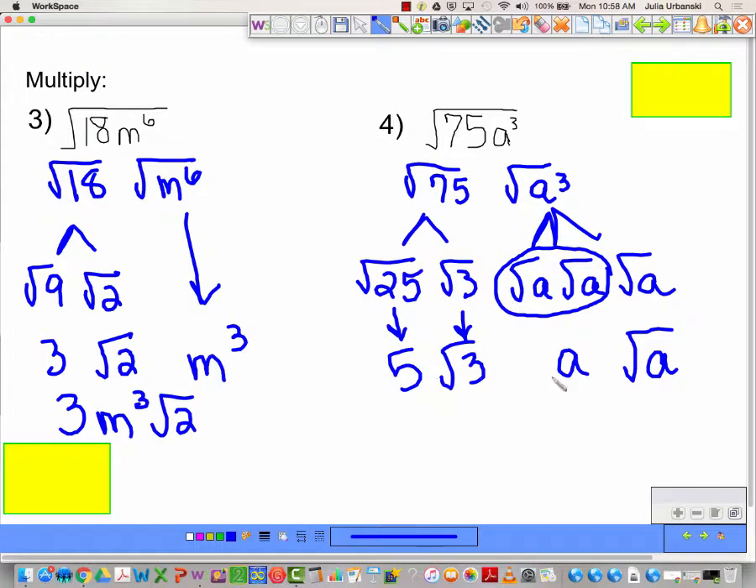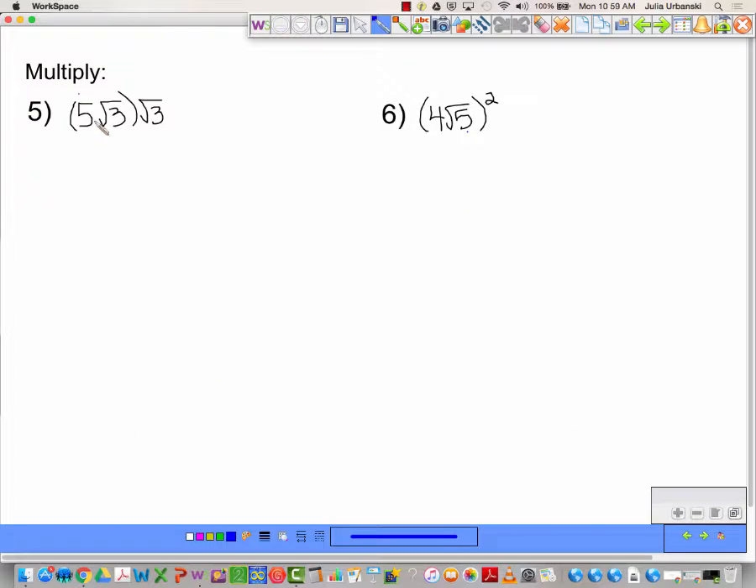So we have to rewrite in the right order. What would go first? 5. It's not a squared though. Once you take it out of the house, it's just a. And what's left inside the house? 3 and 8. 5a radical 3a. It's a normal 5.